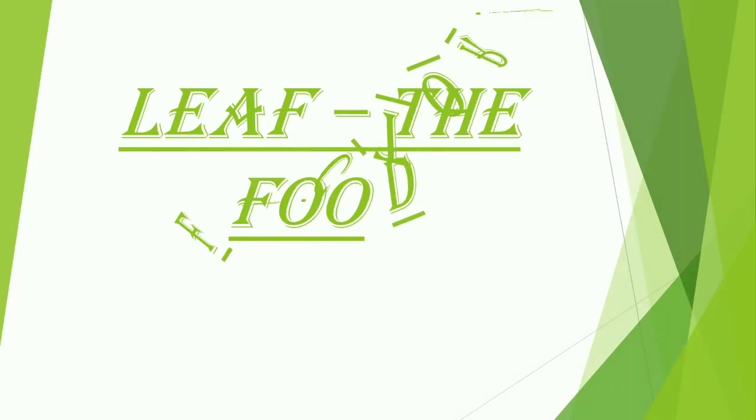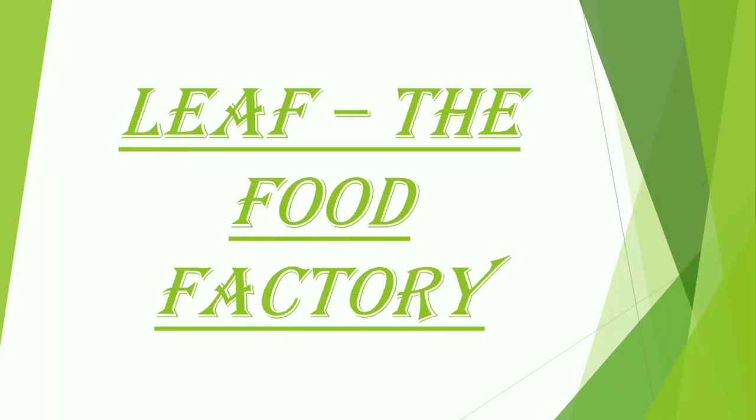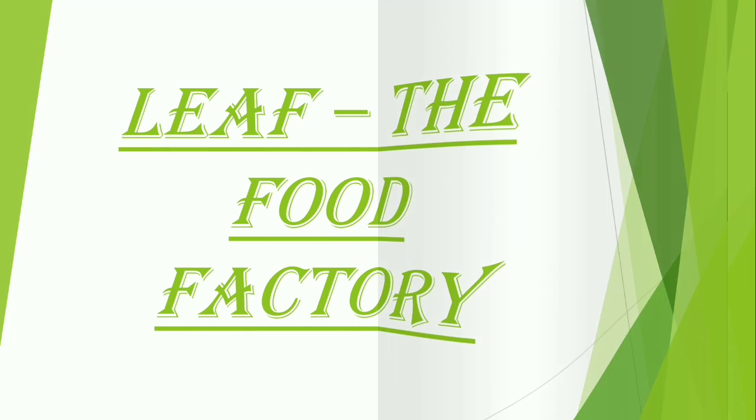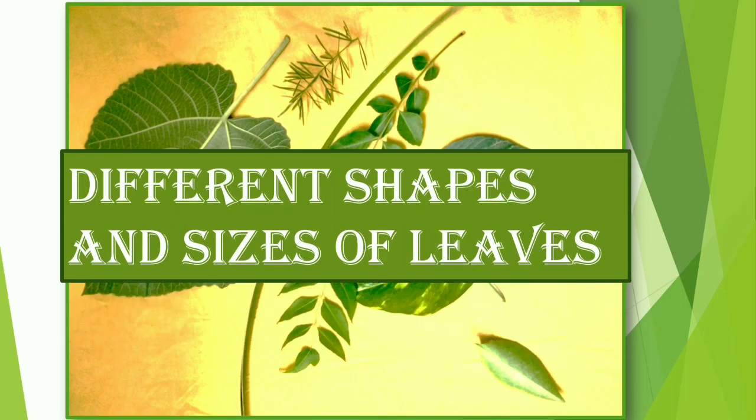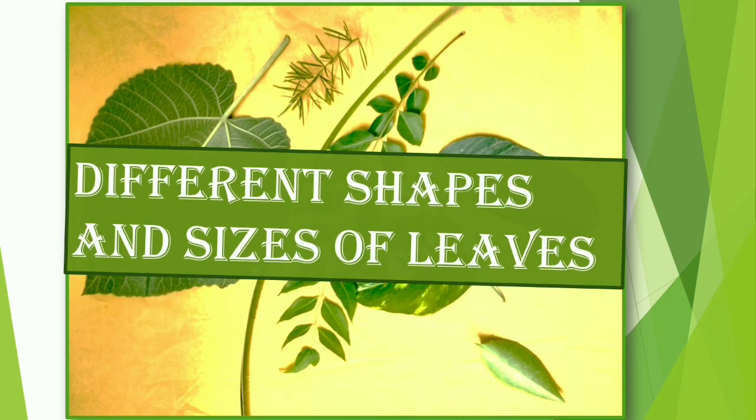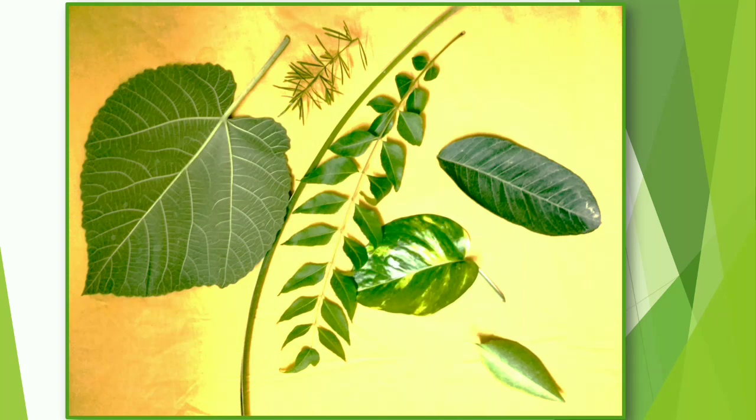Through this video, children, we are going to study about leaf, the food factory. Leaves are mostly broad and flat green structures of plants. There is a great variety in their shapes and sizes. As you can see in the slide, children, leaves have different shapes, different sizes, and even different colors.